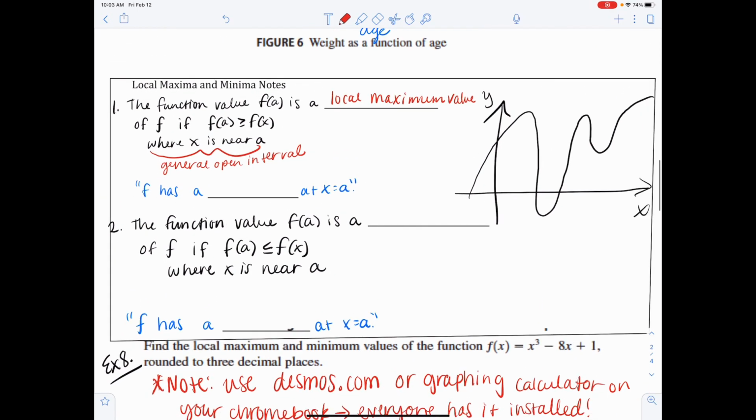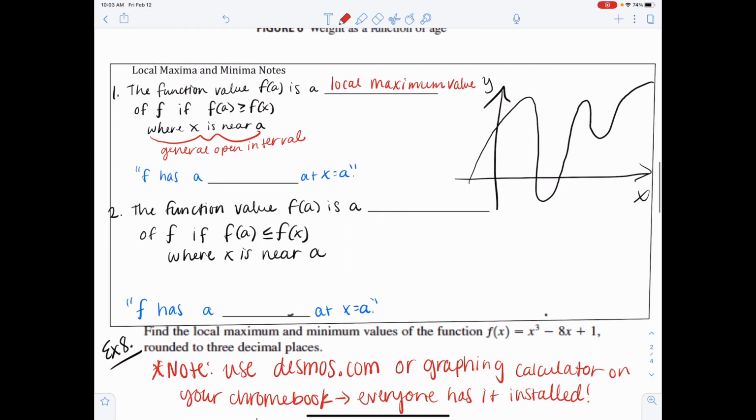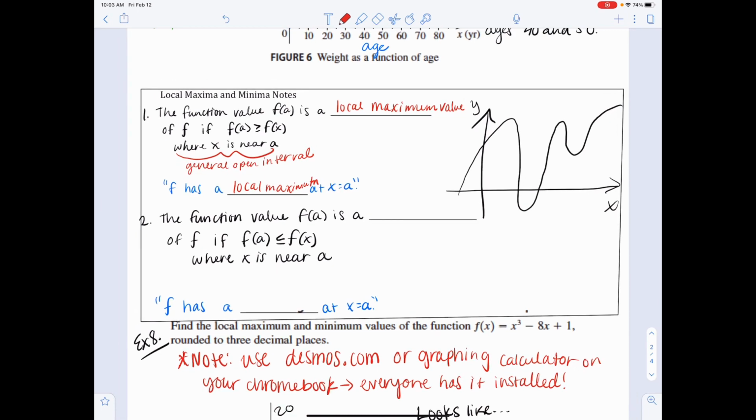So if f of a is greater than all of the f of x's around it, okay? So we would say f of a has a local maximum, you can say it, f of a has a local maximum at x equals a. Okay, and then on this graph over here, these are two local maximums.